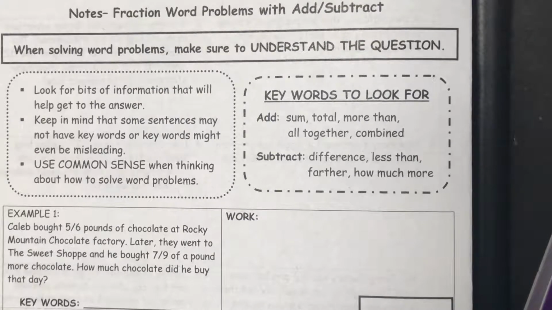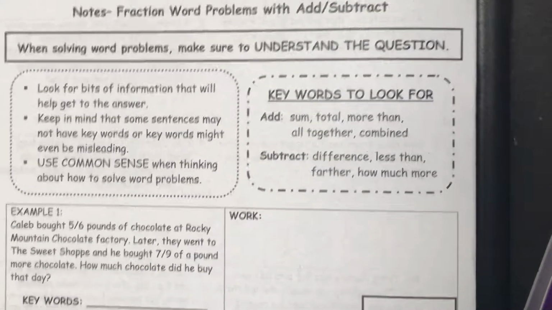Keywords to look for. Adding would be sum, total, more than, altogether, combined. For subtracting, we could see difference, less than, farther, how much, more.